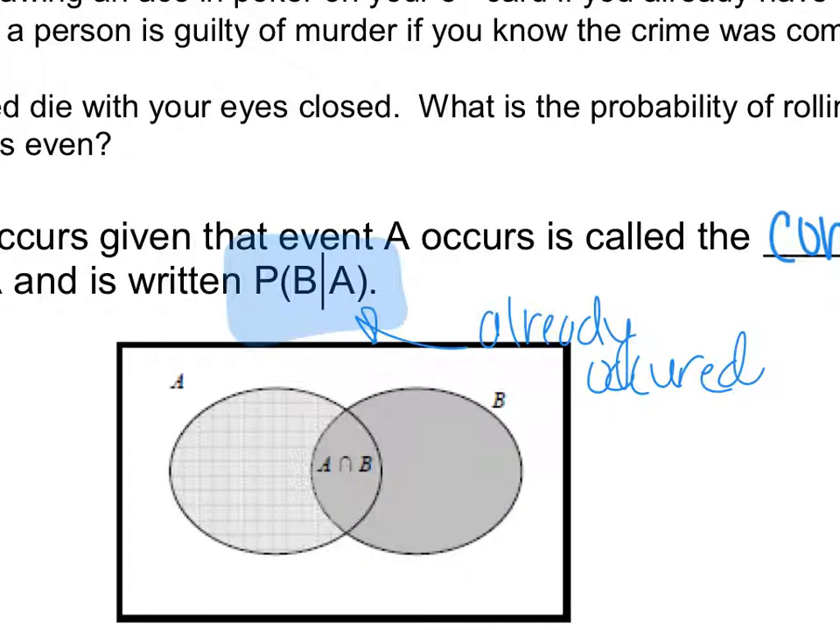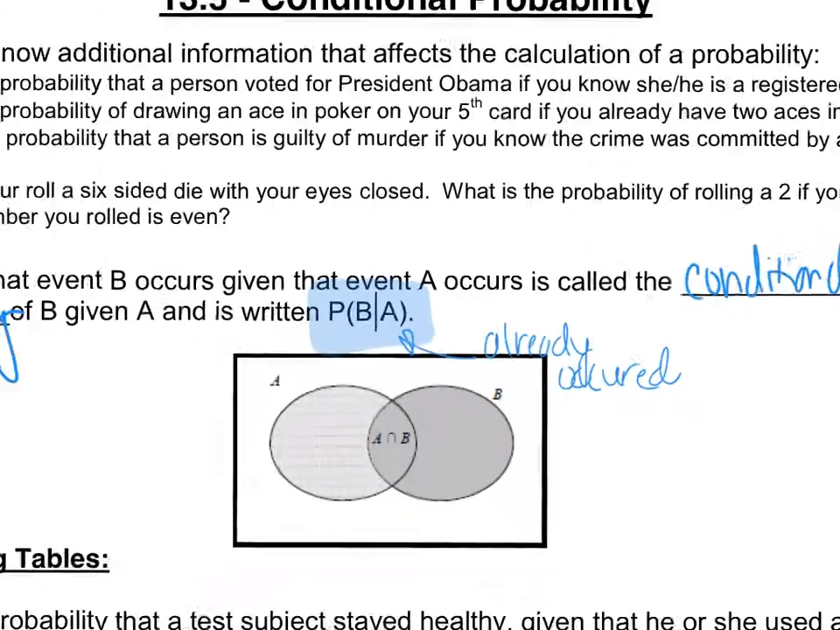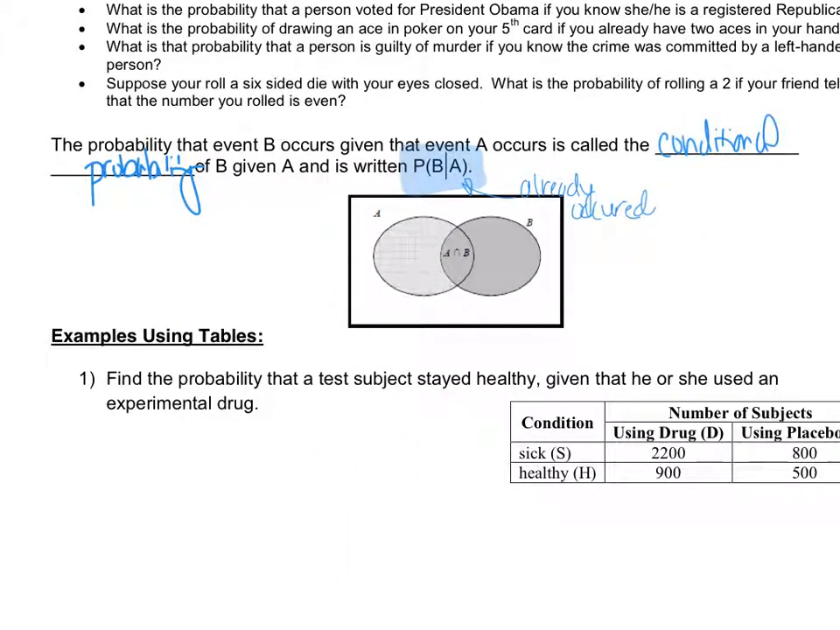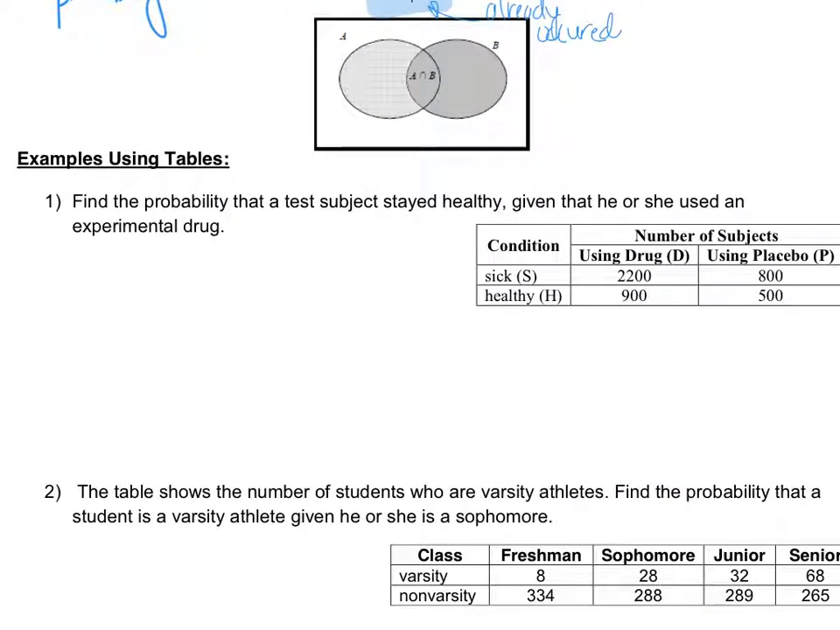All right, so in the first example, we're going to use tables, and it asks us to find the probability that a test subject stayed healthy given that he or she used an experimental drug. So once again, it's really important to write out probability statements. And how do you know that this is going to be conditional probability? Well, there's a couple key words here. It says given that, so it already occurred. So I like to highlight the conditional probability.